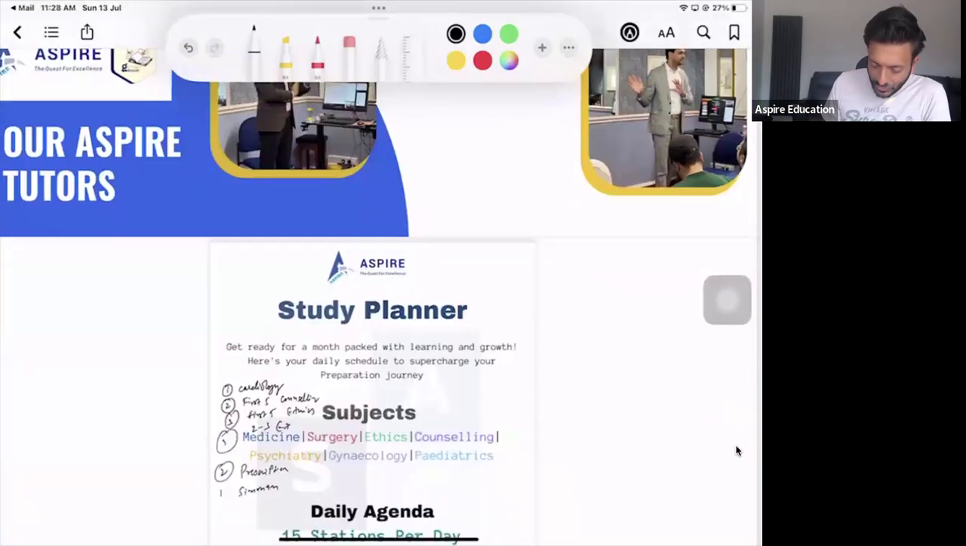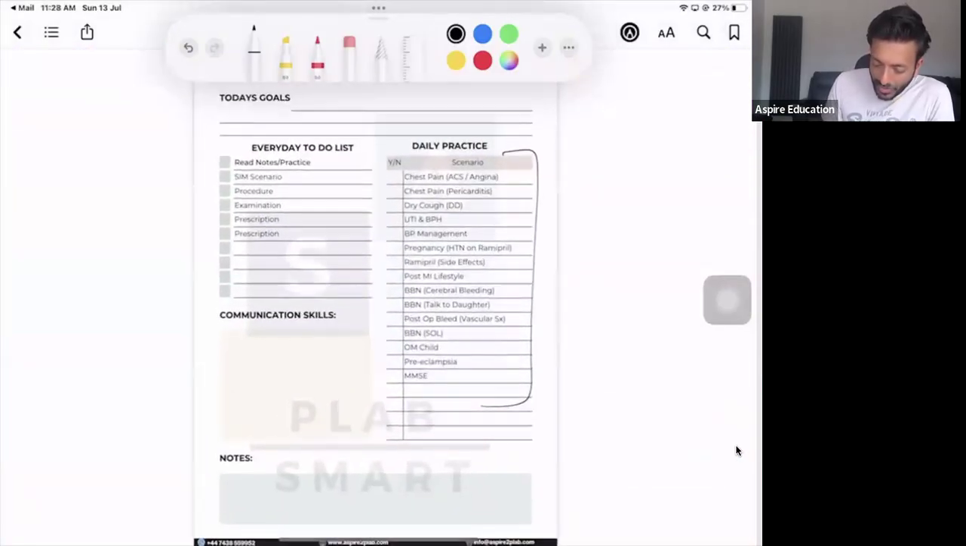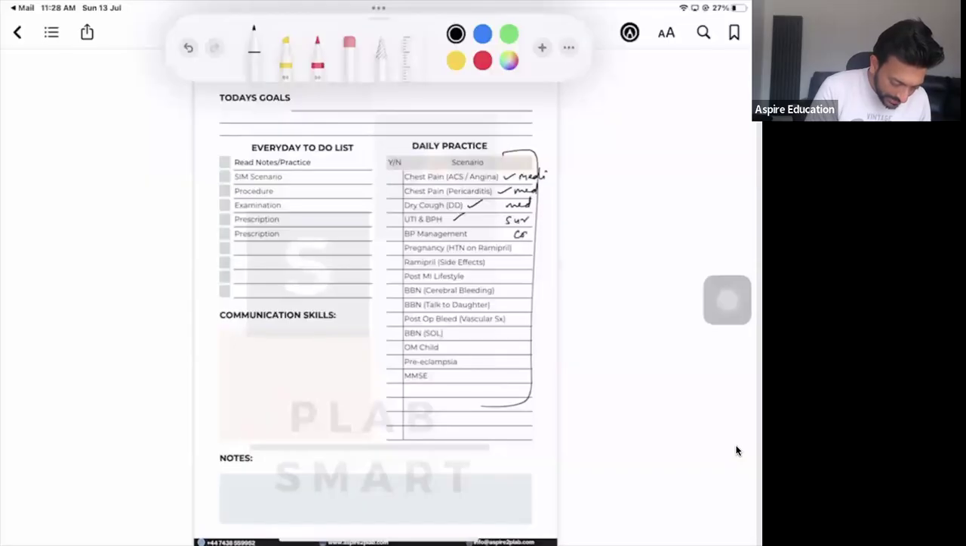So let me just go through this. For example, I was saying you make a plan, and this is how you do it. Chest pain, for example, then pericarditis, cough, the UTI, PPH. That is medicine. That's surgery. That's counseling. This is ethics. All these are breaking bad news scenarios.